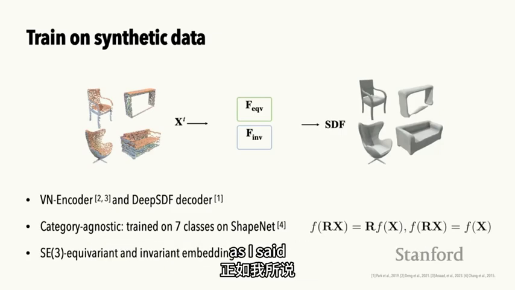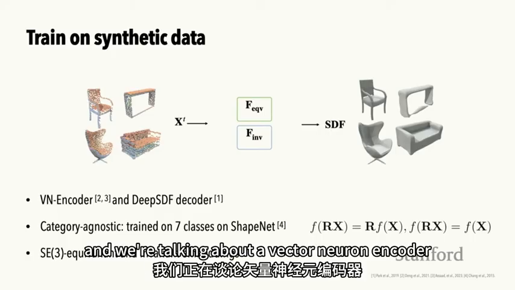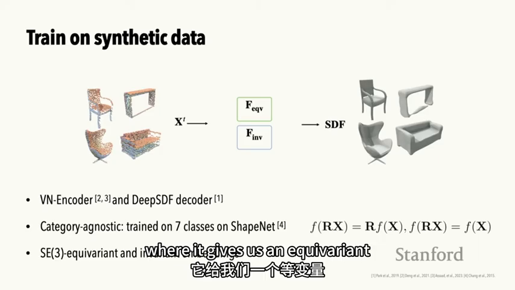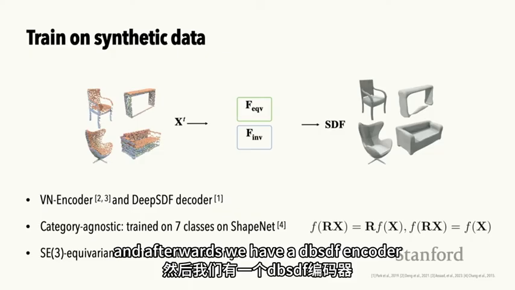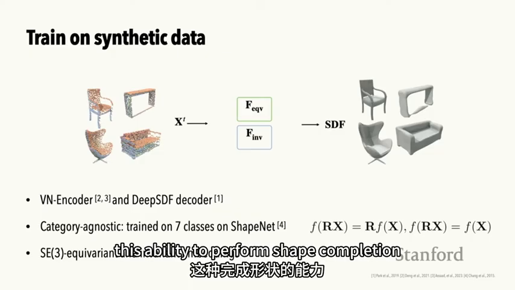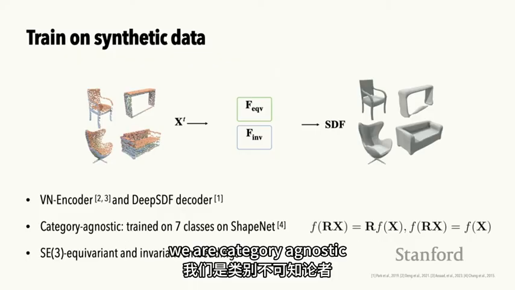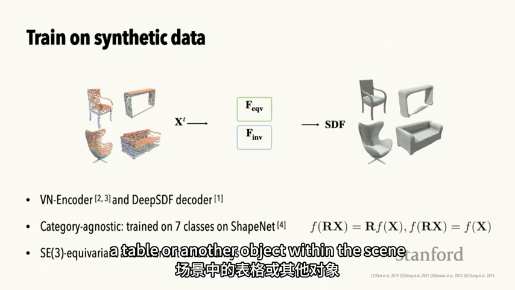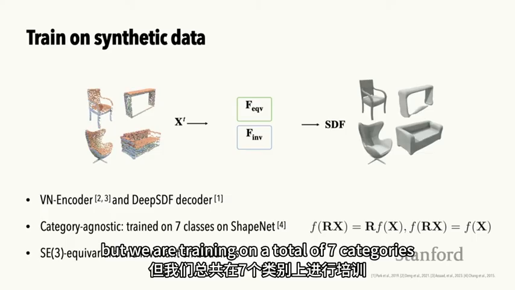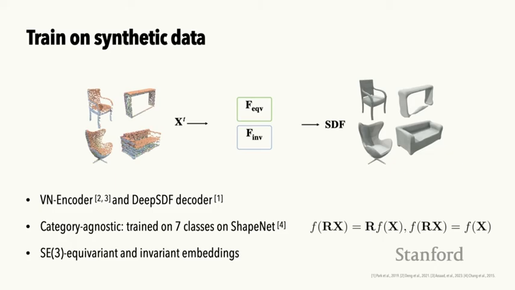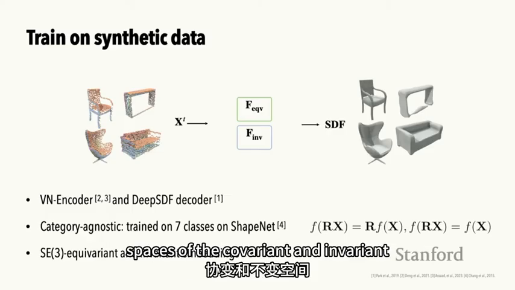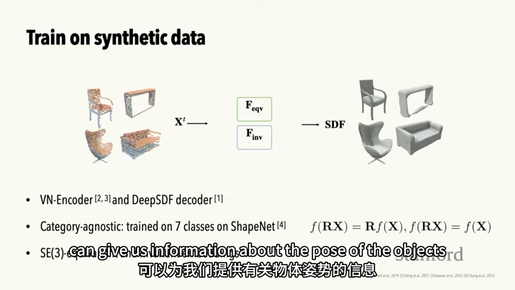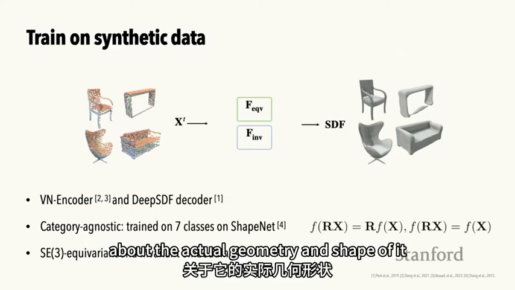So behind everything, as I said, is this one representation that solves all tasks. And we're talking about a vector neuron encoder, where it gives us an equivariant and invariant feature space. And afterwards, we have a DeepSDF encoder that gives us this ability to perform shape completion. We are category agnostic, which means we don't need to know if it's a chair, a table, or another object within the scene, but we are training on a total of 7 categories from ShapeNet. And the interesting part of the 2 embedding spaces, the equivariant and the invariant, is that the equivariant can give us information about the pose of the objects in the scene, and the invariant about the actual geometry and shape of it.